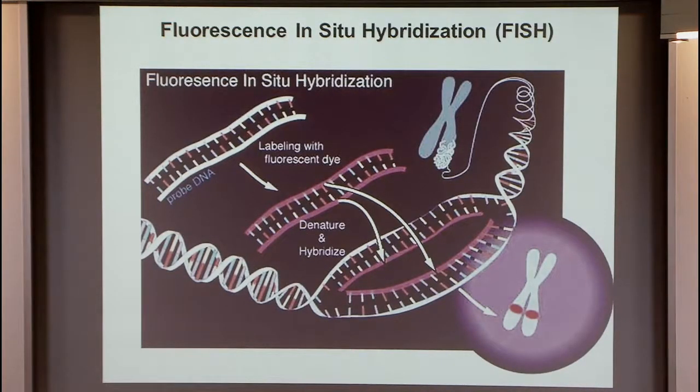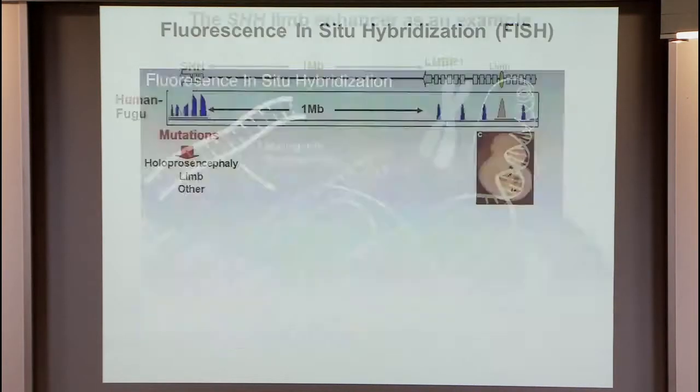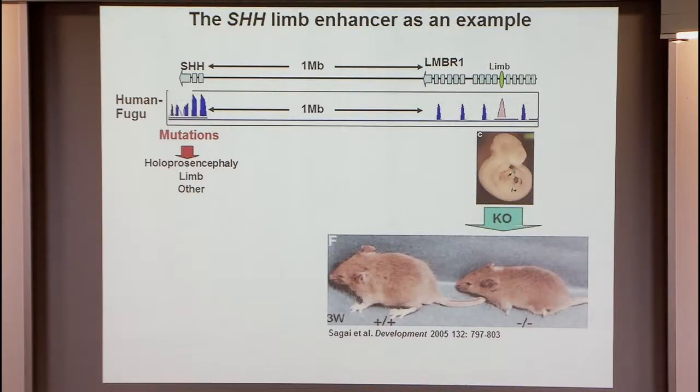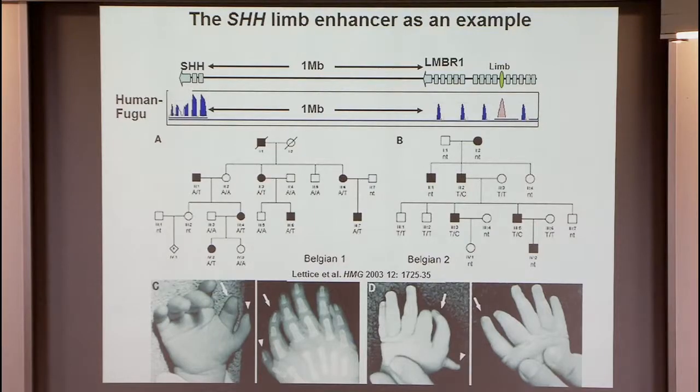Another method to look at interactions is DNA FISH, and I'll quickly go through this as an example. Here we have a gene called Sonic hedgehog, and mutations in the coding region of this gene in humans lead to holoprosencephaly, limb malformations, a lot of bad things. One million base pairs from Sonic hedgehog is the Sonic hedgehog limb enhancer that turns this gene on in the limb. If you knock it out in mice, you get this limb truncation phenotype that you can see here, and this is an enhancer, not a gene. And if you sequence patients who have an extra finger, polydactyly, they all have mutations in this enhancer.